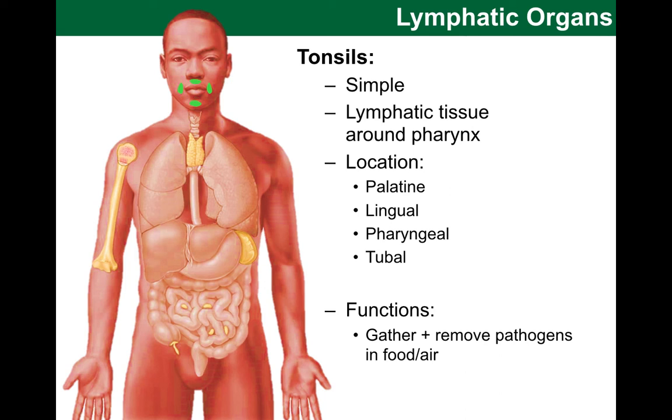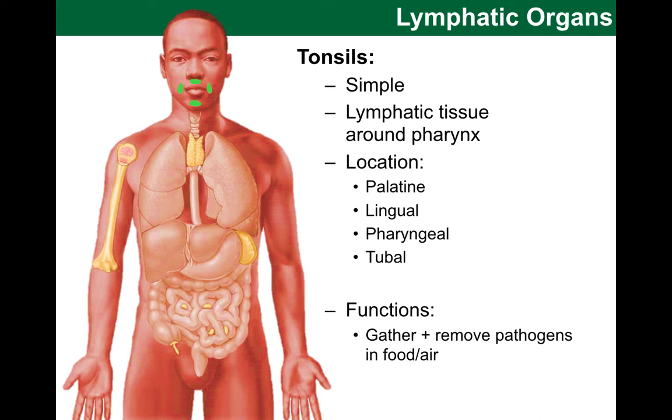Tonsils are named according to their location. We have the palatine tonsil at the posterior end of the oral cavity. This is the largest and most commonly infected one. We also have the lingual tonsil, which is a lumpy collection of follicles at the base of the tongue. The pharyngeal tonsil instead is located in the posterior wall of the nasopharynx. And finally, tubal tonsils. These surround the openings of the auditory tubes into the pharynx.